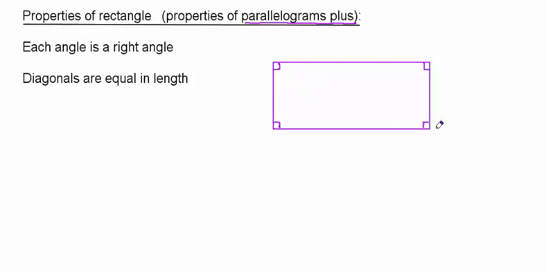Opposite angles are equal. Yes, of course. And they are supplementary because 90 and 90 add up to 180. That's perfect. And in addition to what you have for a parallelogram, the diagonals are also the same length.